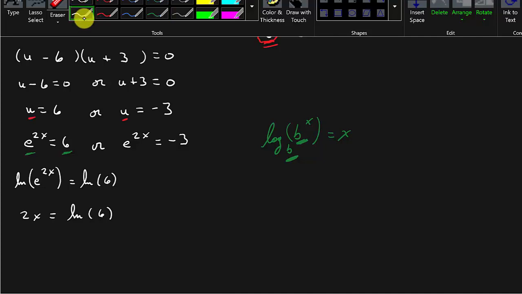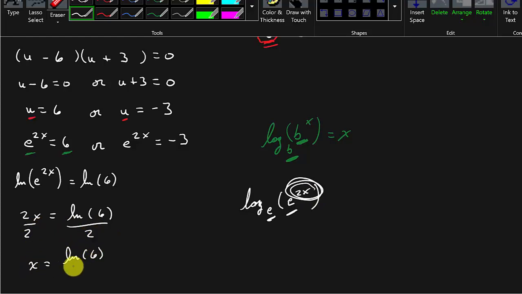And so what do we have here? Natural log e to the 2x. Remember, natural log is the same thing as log with base e. And so the base of the log and the base of the exponent are the same, so our answer is our exponent. Then we're going to divide everything by 2. So x is equal to natural log 6 over 2.